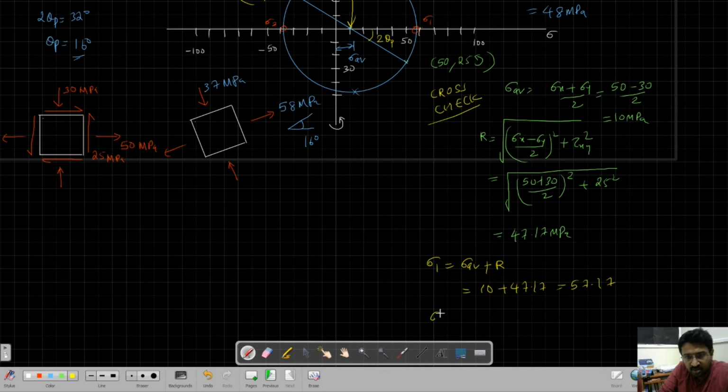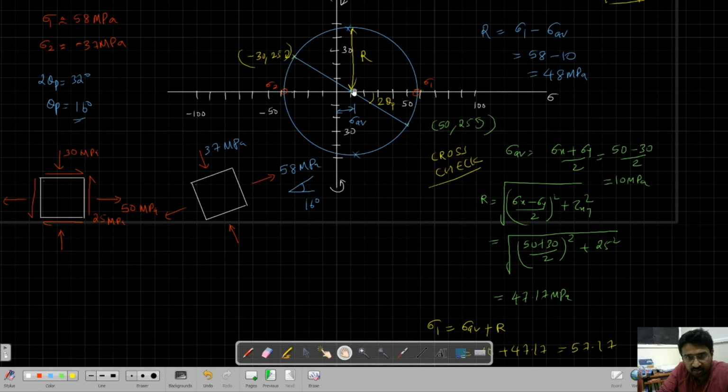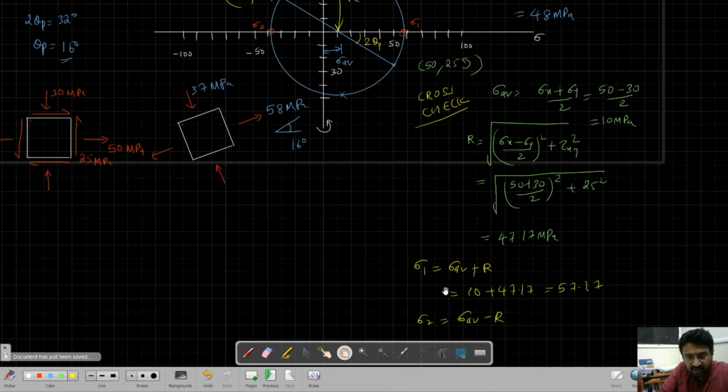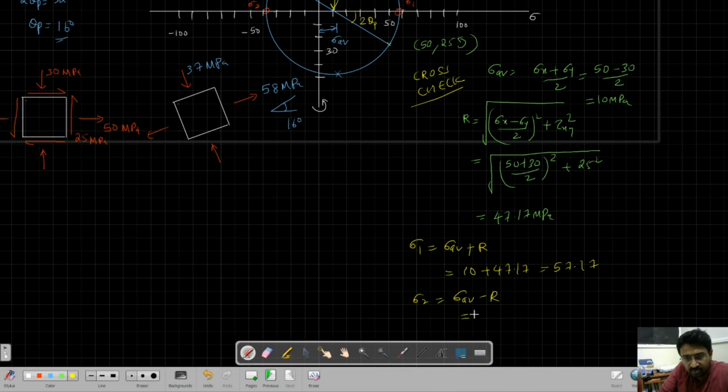Sigma 2 is nothing but sigma average minus r. So what is sigma average minus r in the graph? From this distance, go here, then subtract r, and you will get this point. That is equal to 10 minus 47.17, equal to minus 37.17 MPa. Units are very important. You should not miss the unit. So 37.17 MPa, about 37 MPa. So we got all the answers absolutely correct.